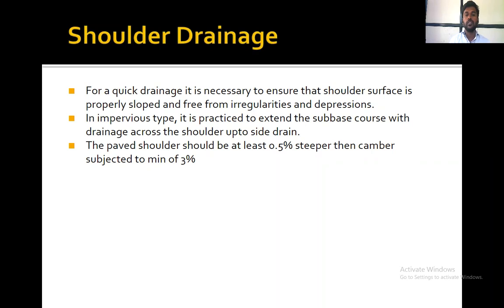In the impervious type, it is practiced to extend the subbase course with drainage across the shoulder up to the side track. We can also extend the subbase course up to the shoulder to have a drainage system for whatever water is coming from the shoulder. And when paved shoulders are there, they should have at least 0.5% steeper slope than the camber, subject to a minimum of 3%. Means a minimum of 3% slope should be maintained, and that slope should be 0.5% more than the slope of the camber.